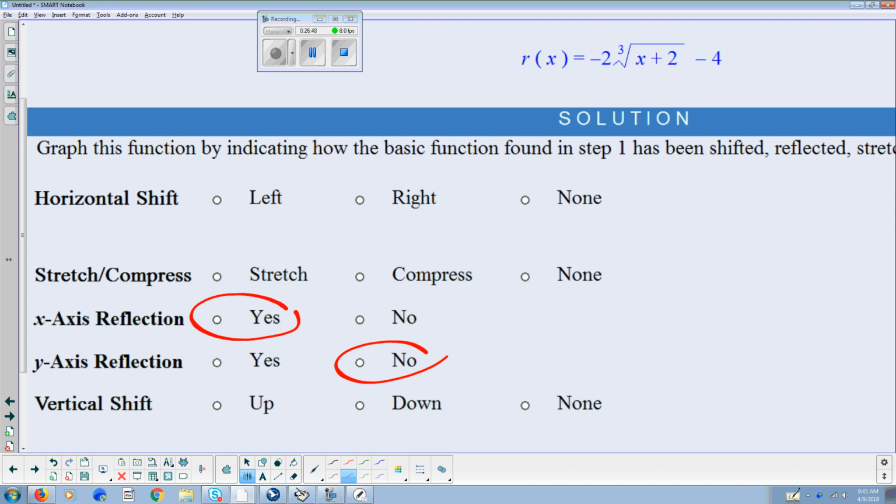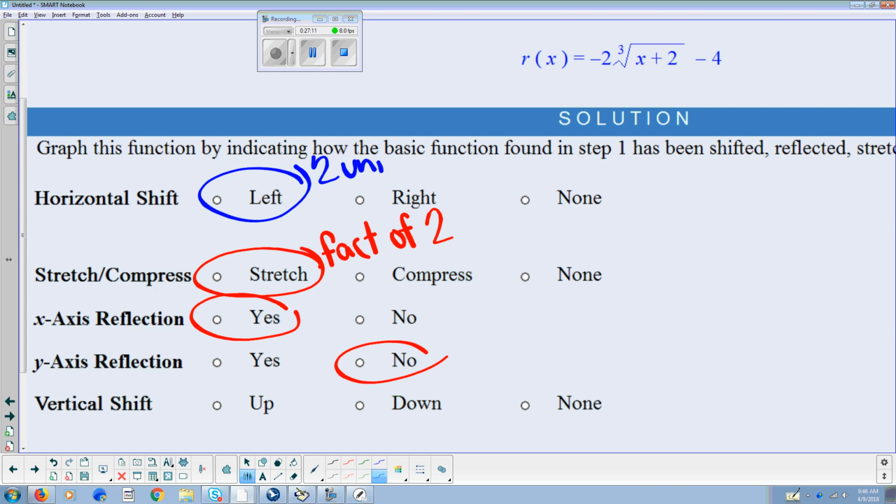Okay, what about a stretch or a compress? Do we have either of those? Which one? We have a stretch by what factor? By a factor of 2. And notice that you don't use a negative there. Okay, stretch by a factor of 2. What about a horizontal shift? Do we have a horizontal shift? It's going to go left 2 units. And what about a vertical shift? Down 4 units. And then it will graph for you.